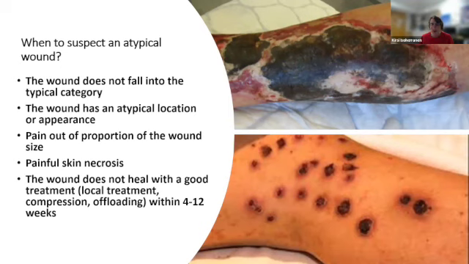But of course, you have to first exclude infection and ischemia, as already presented by Marit and Eva. And very important, if you are treating a wound and it does not show healing signs with good treatment, that is good local treatment, compression, offloading, within 4 to 12 weeks, you should think again whether your diagnosis is right, whether you should take a biopsy or refer the patient to a dermatologist.